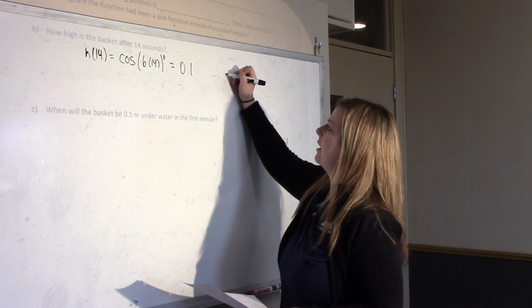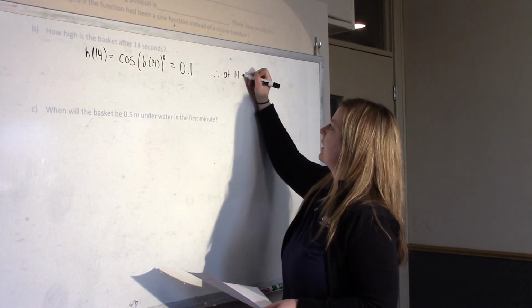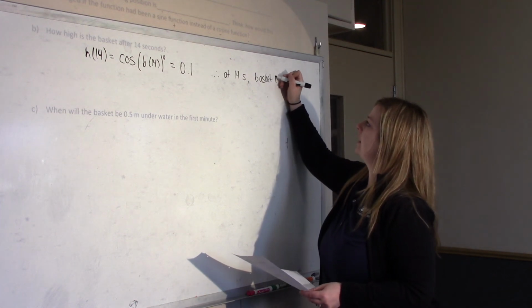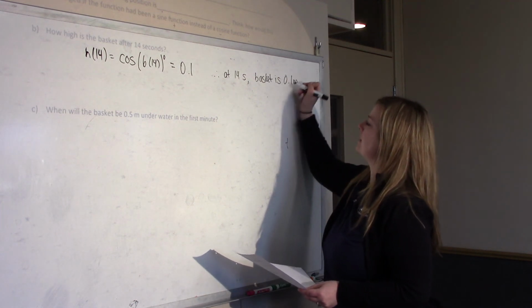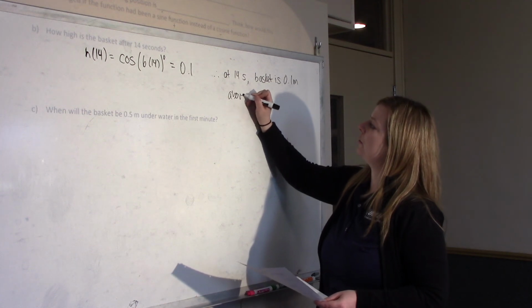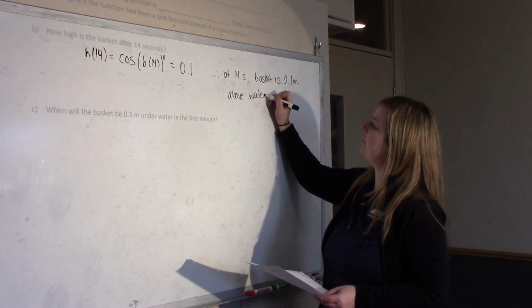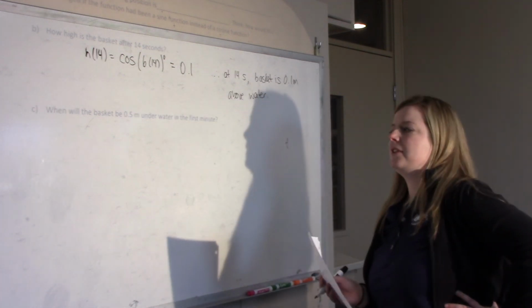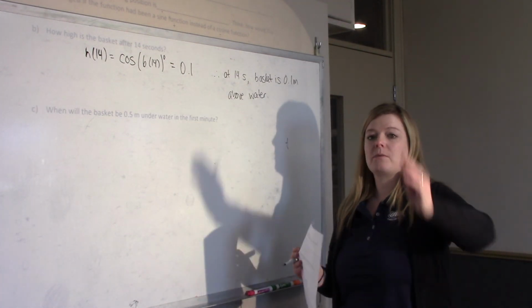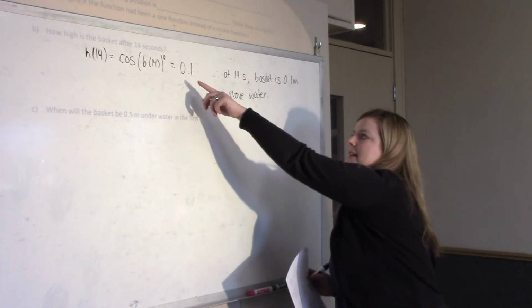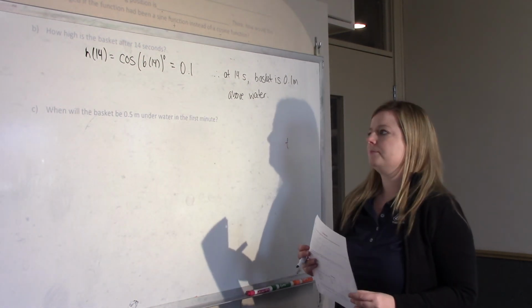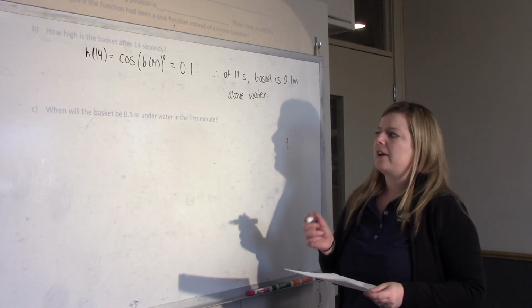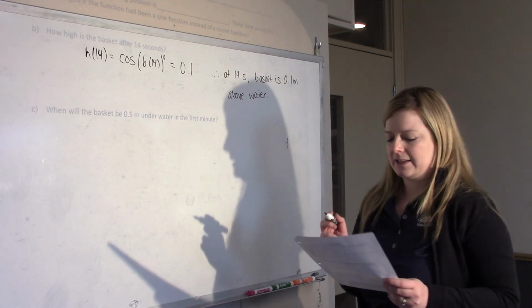So therefore, at 14 seconds, the basket is 0.1 meters above the water. And that should fit back with your graph. That's right before 15 seconds. 15 seconds is where it hits the water on its way down, so it makes sense that it's just above the water level. But now, when will the basket be 0.5 meters underwater in the first minute?